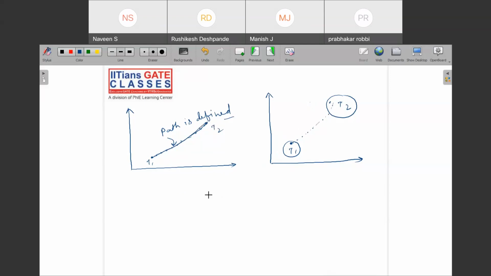This is non-quasi-static, this is quasi-static, and this is non-quasi-static. Then let us understand reversible and irreversible processes.